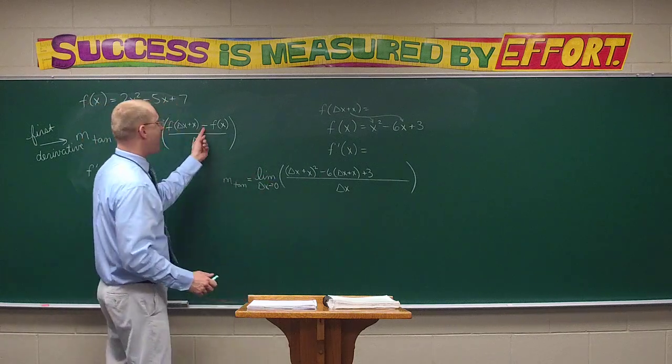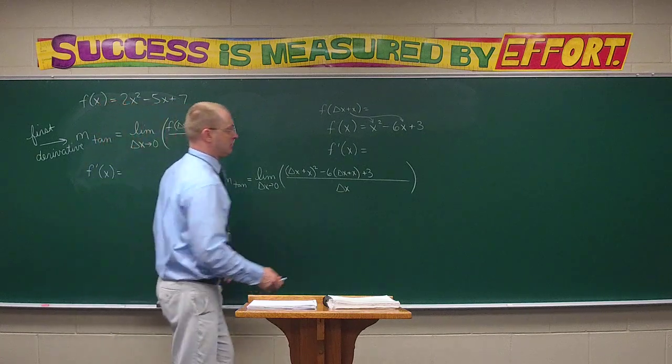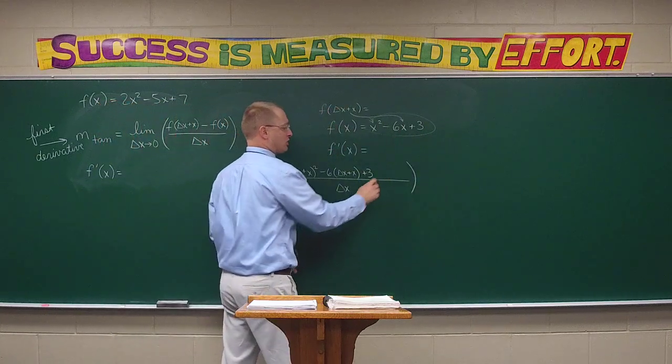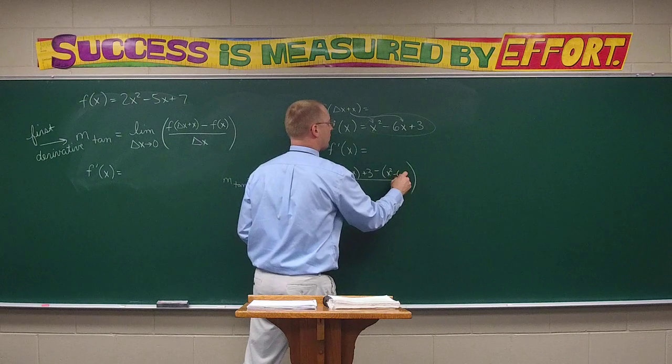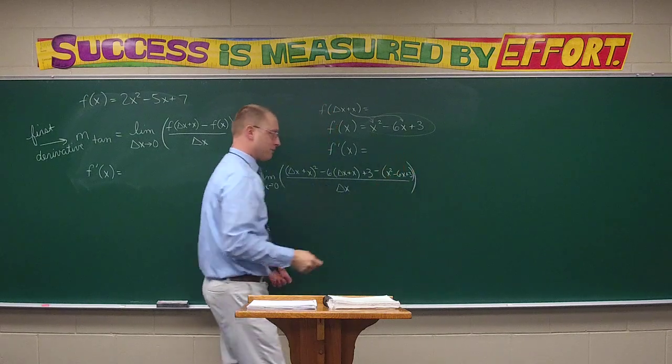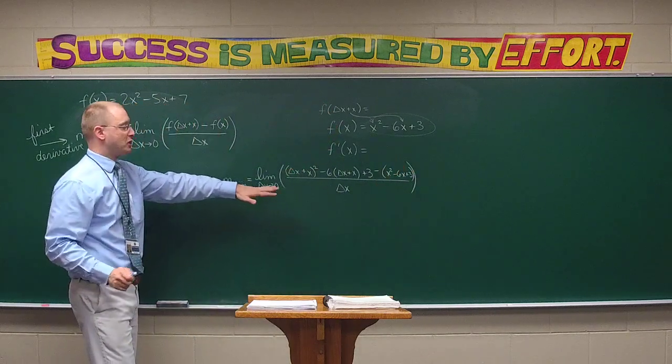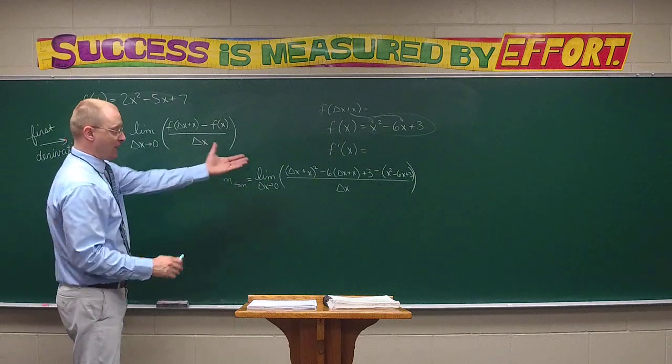And then, of course, it says minus f of x. Well, obviously, that's f of x. So minus all of that all over delta x, right? So if we don't do any simplifying, this is how it would look.